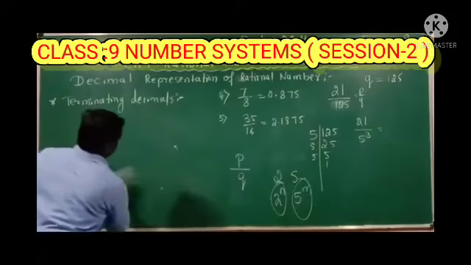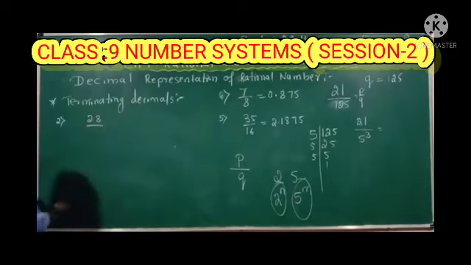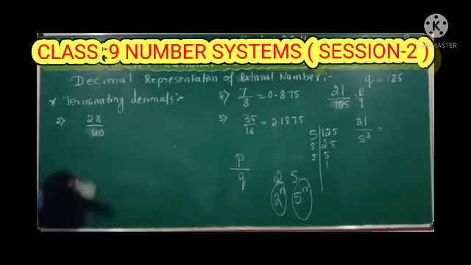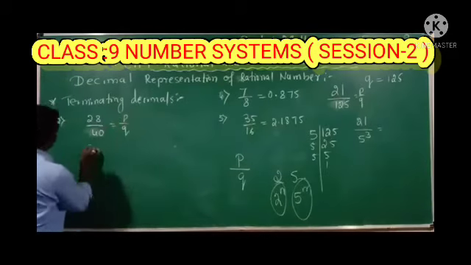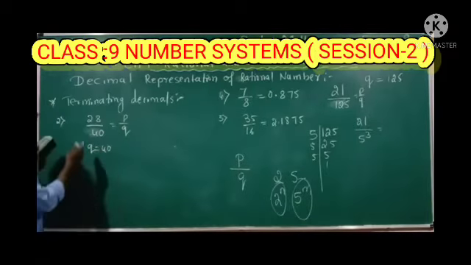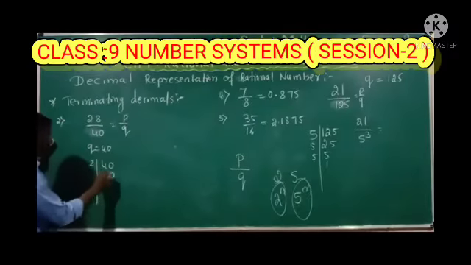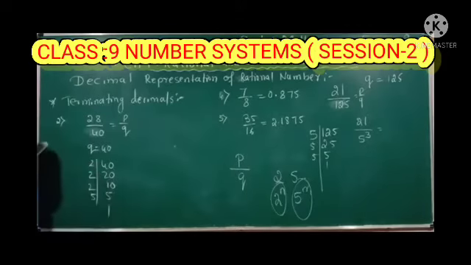Second one, 28 by 40. So again it is in the form of P by Q, where Q is equal to 40. So just take the prime factorization of 40. 2 20s are, 2 10s are, 2 5s are, 5 1s are.